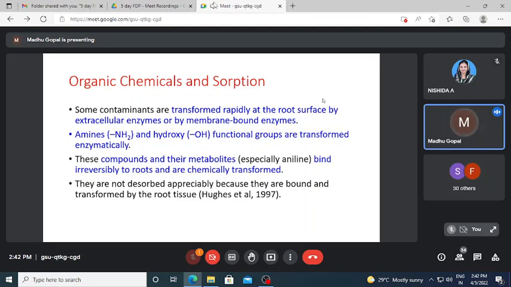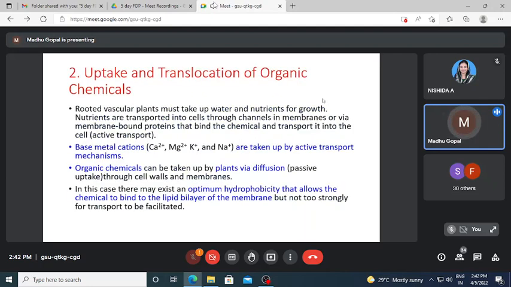Okay, then organic chemicals. Then comes uptake and translocation of organic chemicals. The roots absorb or adsorb these organic chemicals from soil. The next step is uptake and translocation of these chemicals. These rooted vascular plants must take up water and nutrients for growth. Plants will grow only if nutrients and water are available.